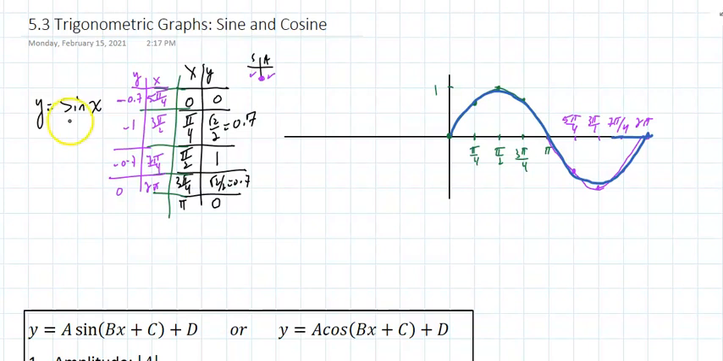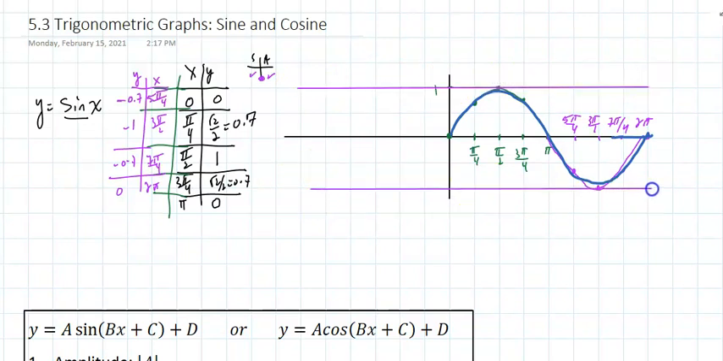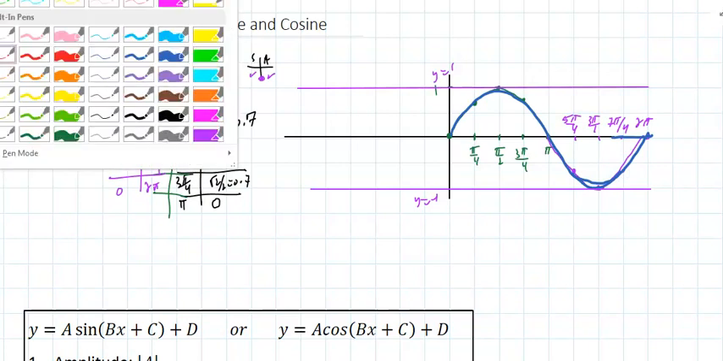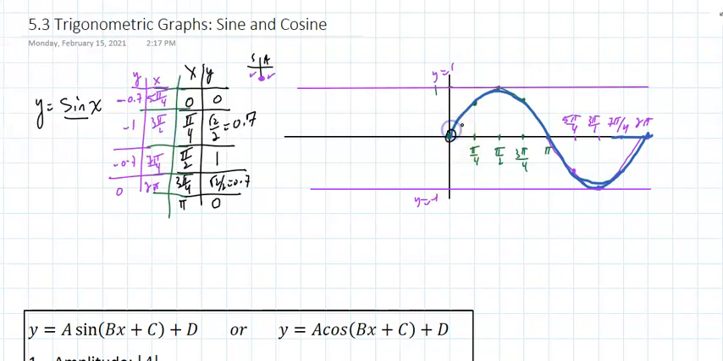If I'm looking at a graph of a sine wave, a graph of a sine runs between y equals 1 and y equals negative 1. And I should remember it starts at the origin.